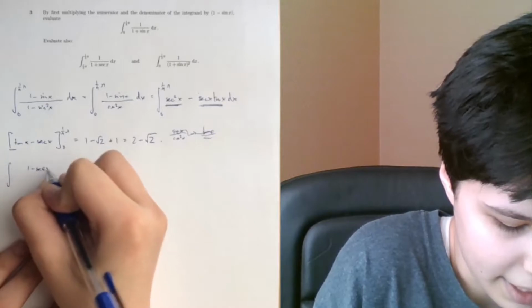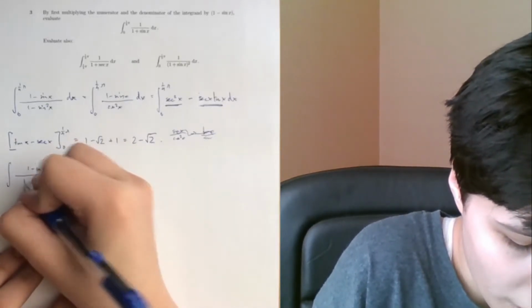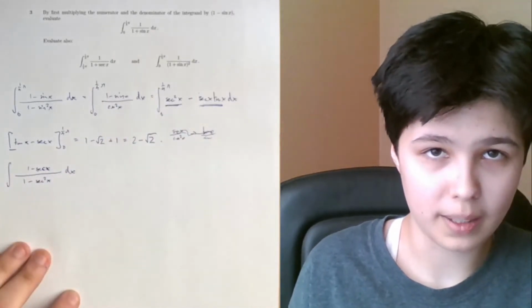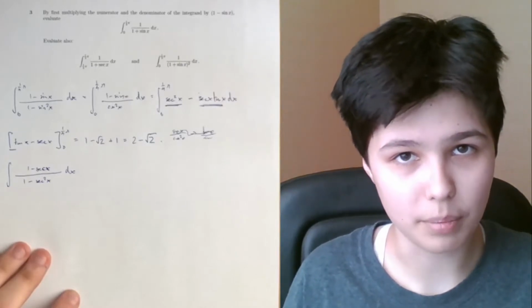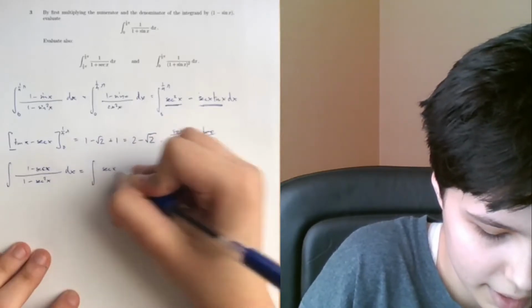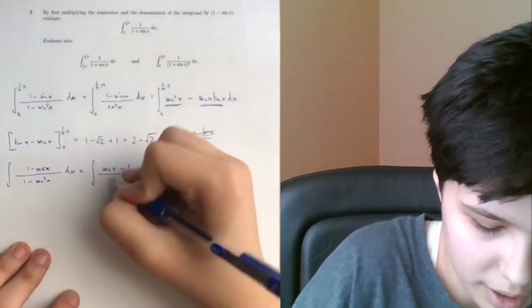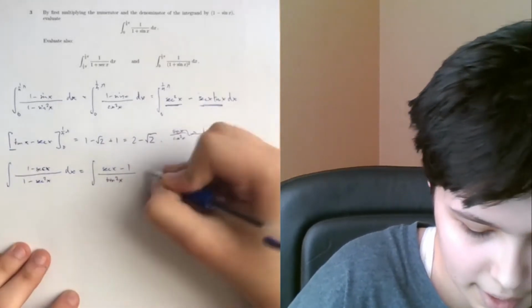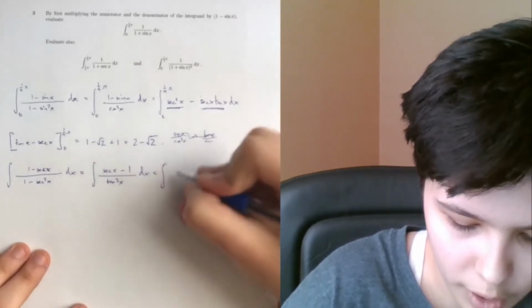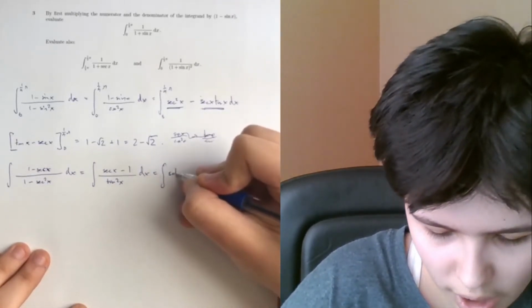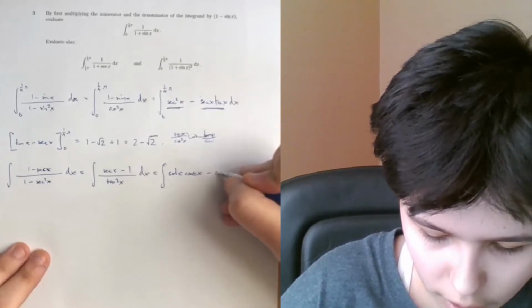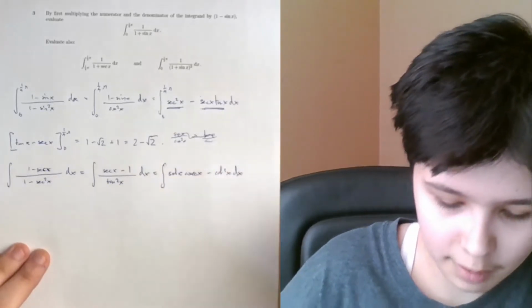1 minus sec x over 1 minus sec squared x dx. Do be careful with the 1 minus sec squared x, that's not tan squared x, that's minus tan squared x, giving me the integral of sec x minus 1, just multiplying by minus 1, divided by tan squared x dx, which gives the integral of cot x cosec x minus cot squared x dx.